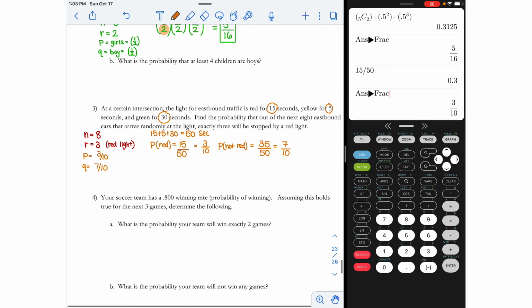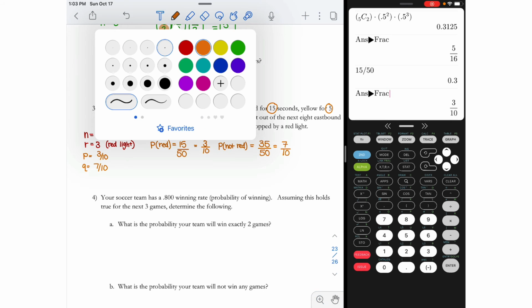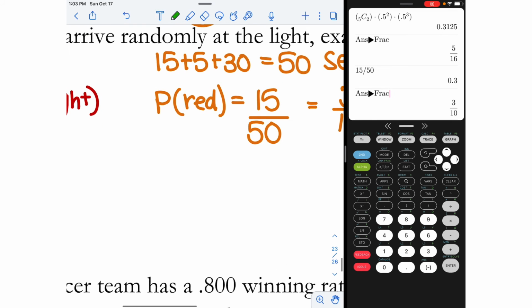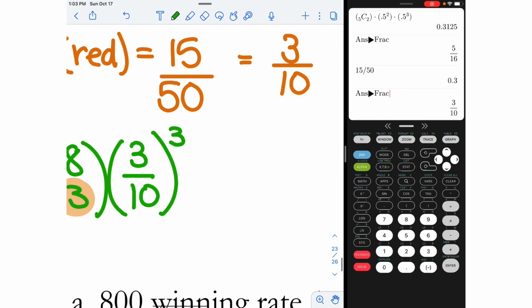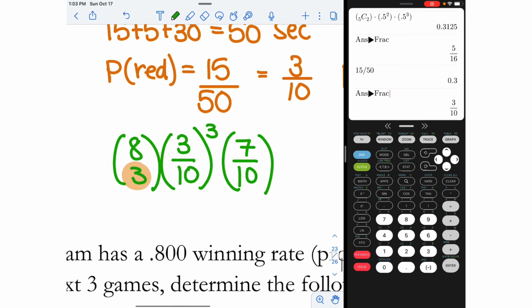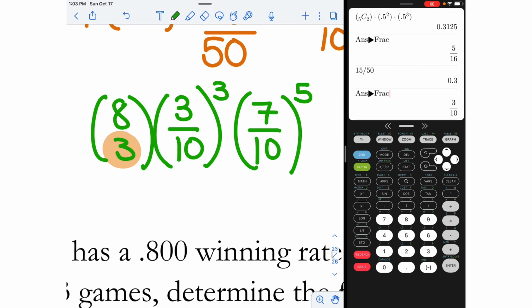So instead of using 1/2 and 1/2, we're going to use these fractions, but it's the same thing. So it's the same formula. So 8 choose 3. The success is 3/10, and the degree on that is going to be 3. The fail is 7/10, and 3 plus 5 will give me 8. So this is what I type into my calculator.